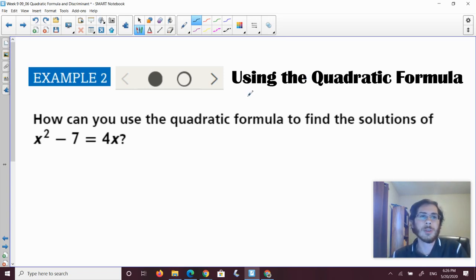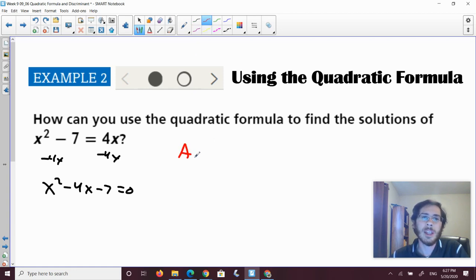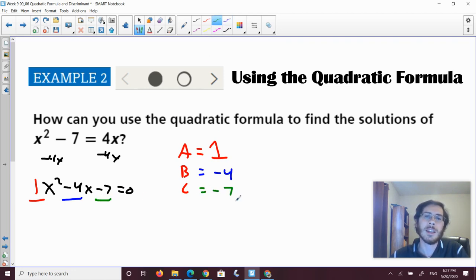So like we said, to use it, we got to get it in standard form. So we're just going to subtract 4x from both sides. x squared minus 4x minus 7 equals 0. And you literally just plug everything in. We got to find out what a, b, and c are. So a is always the first number. There's like a 1 out front there, even though it's not really written, so we keep that as a 1. b is the second number. We make that negative 4. c is the last number. We make that negative 7.